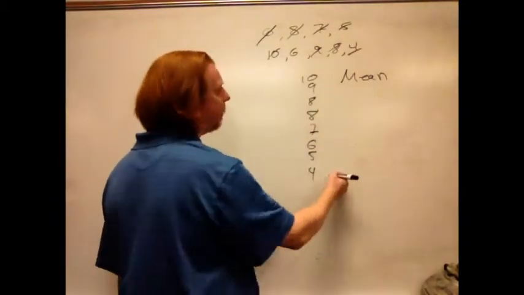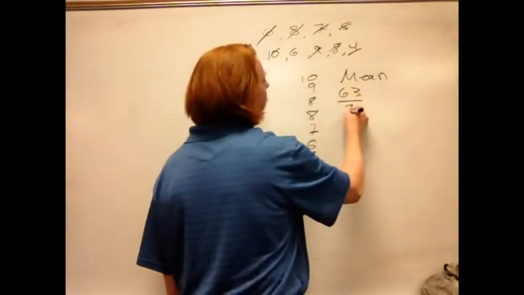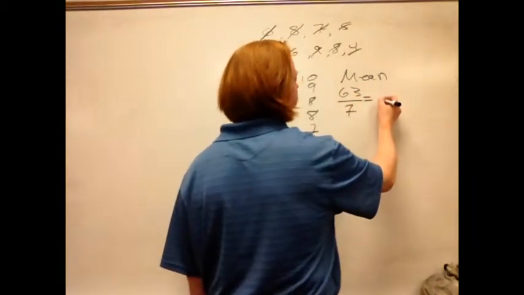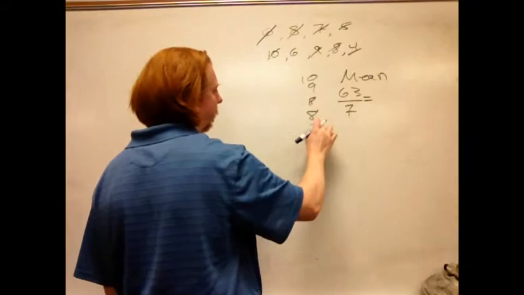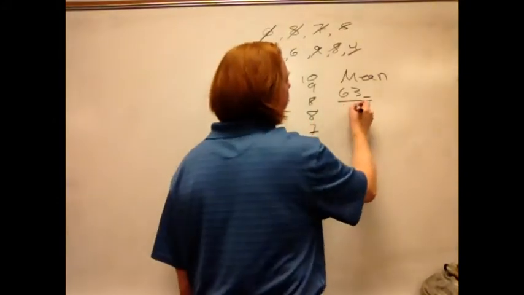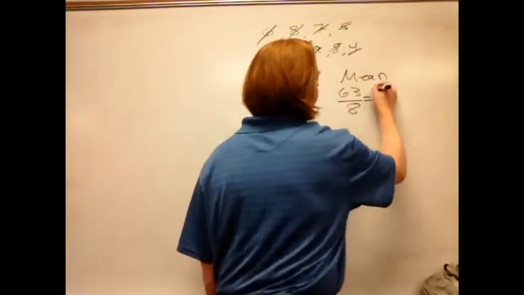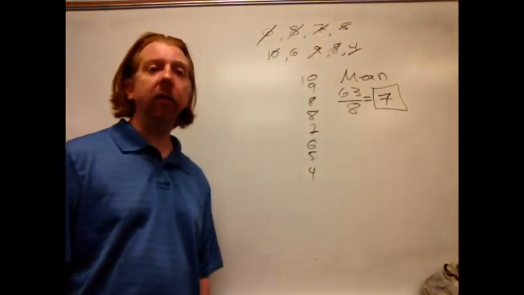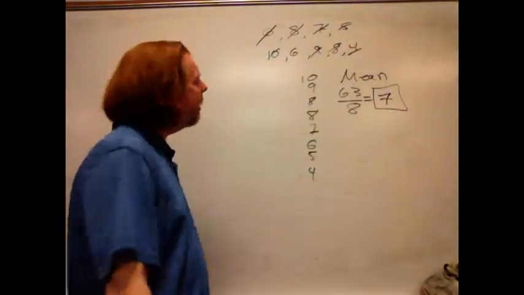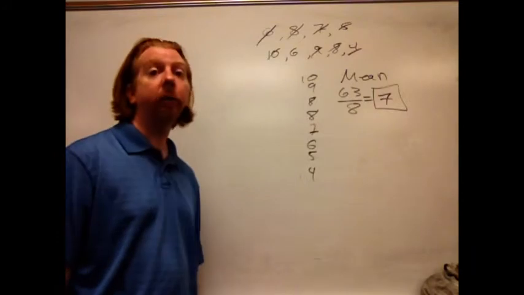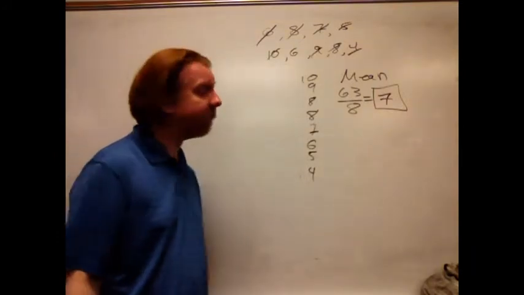If I add these values together, I get 63. There are 8 data points. 1, 2, 3, 4, 5, 6, 7, 8 data points for an average of 7. So the mean for this collection of data is a 7. Seems not terribly unreasonable for the data set I've been handed.